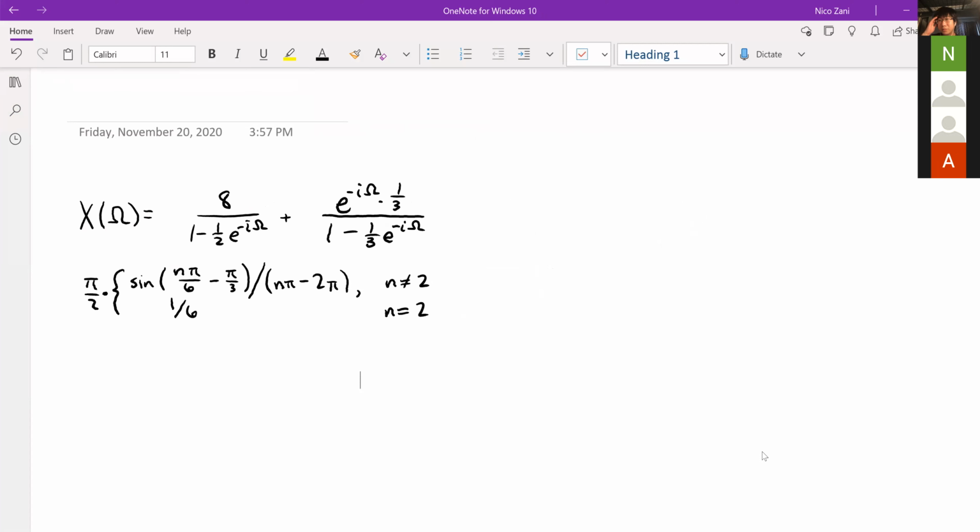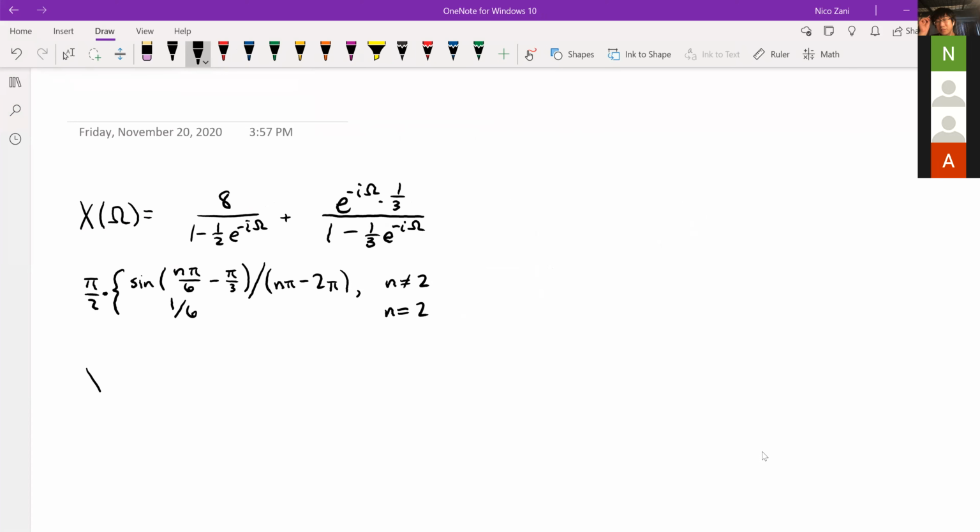So let's look at what this function is. Correct me if I'm wrong, but we had that X of omega was equal to pi over 2 times the sinc of 6 omega over pi times e to the negative j2 omega.